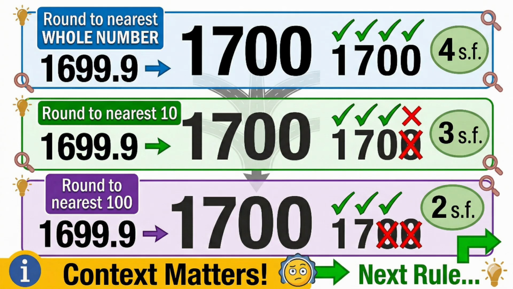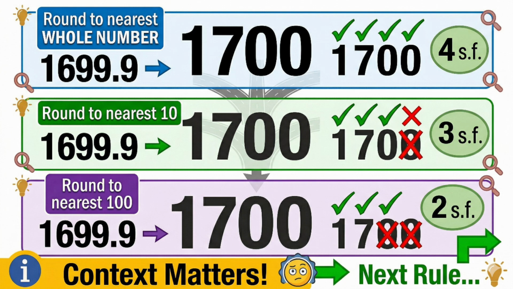Scenario 1, round to the nearest whole number. We look at the ones place, so 1699.9 becomes 1700, and we treat all 4 digits as significant. Scenario 2, round to the nearest 10. Same result, 1700, but now we only counted from the tens place, so only 3 significant figures.